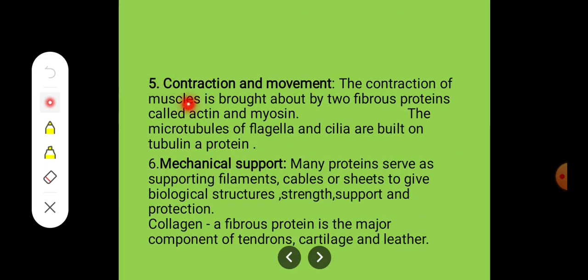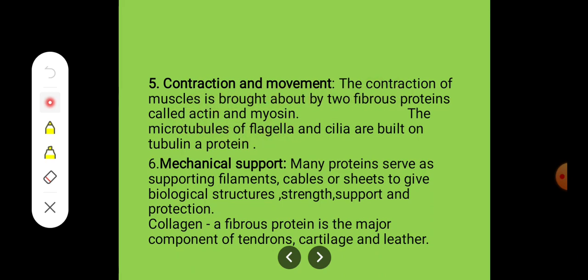Next biological function of protein is contraction and movement. The contraction of muscles is brought about by two fibrous proteins called actin and myosin. These proteins help in the contraction and movement of our muscles. The microtubules of flagella and cilia are built on the protein tubulin. The most important part is that the two fibrous proteins, actin and myosin, help in the contraction of muscles.